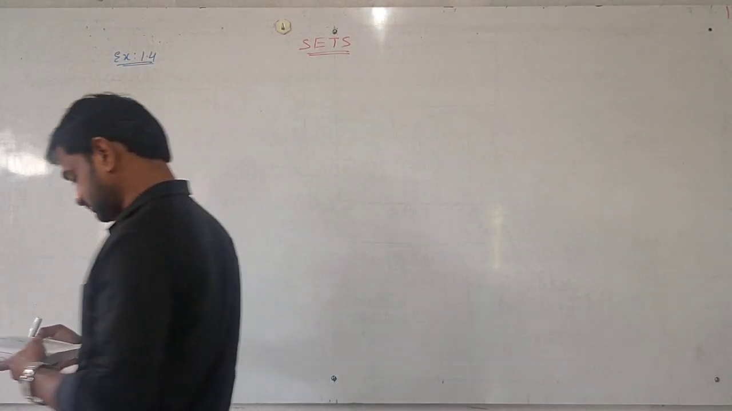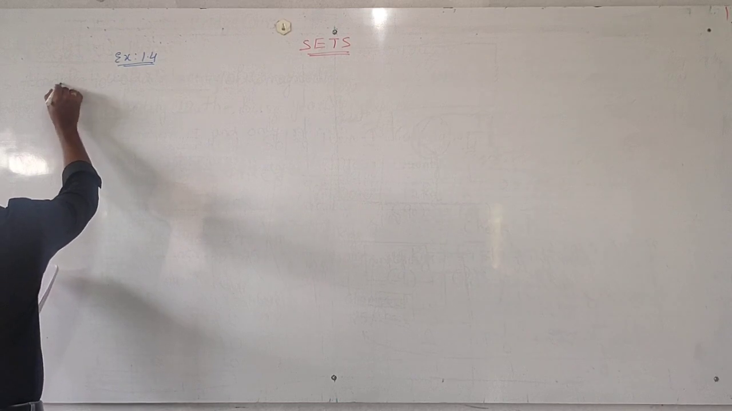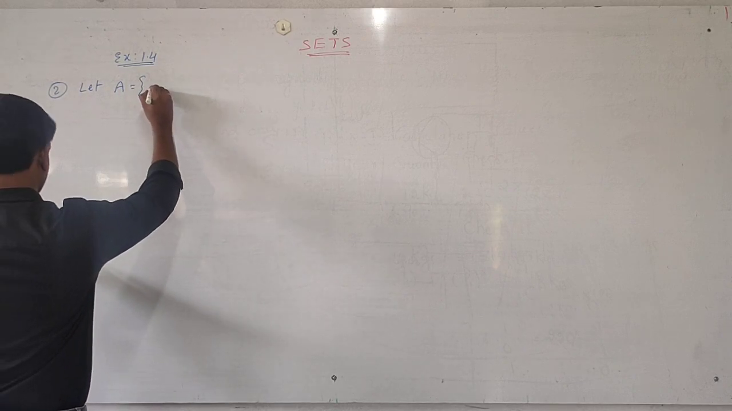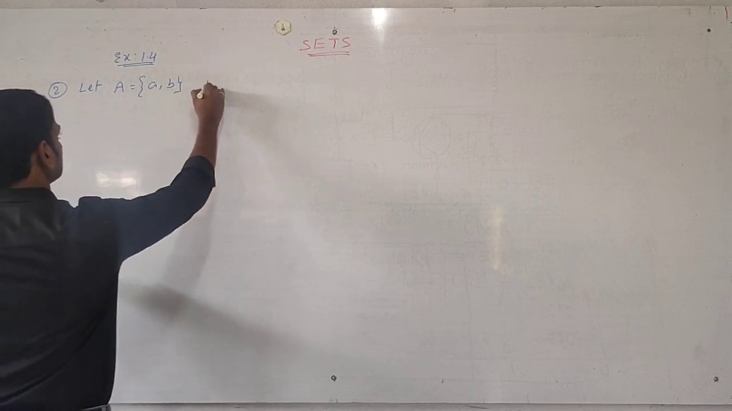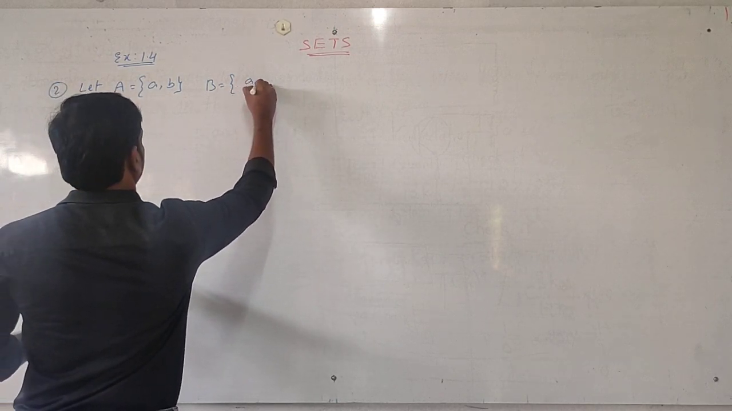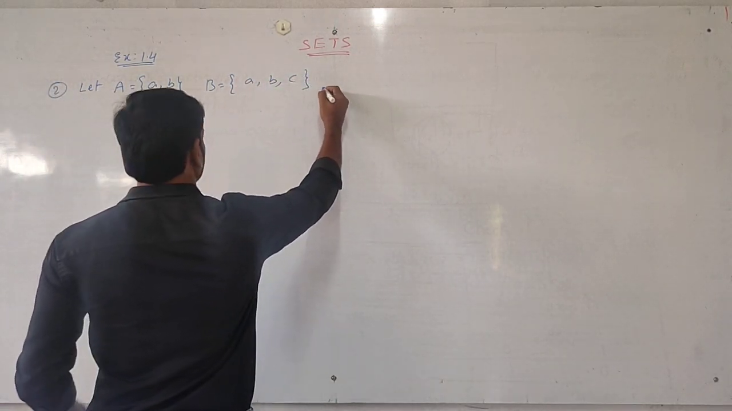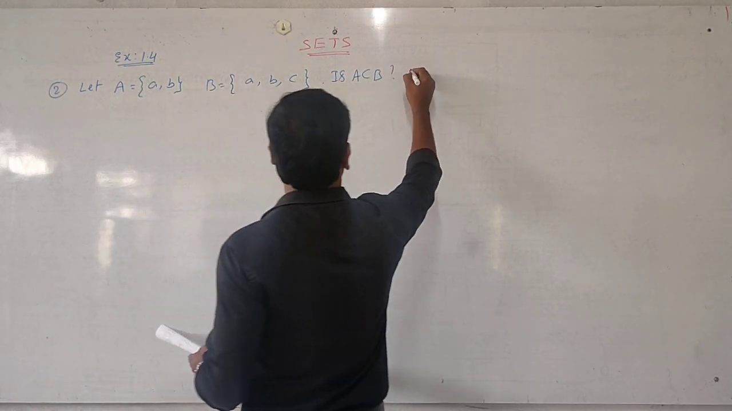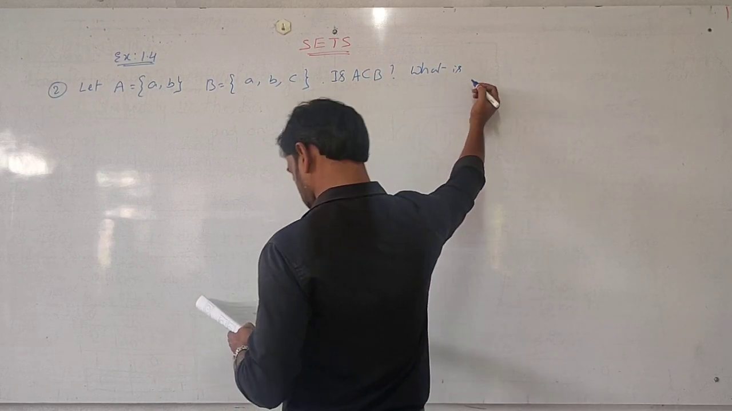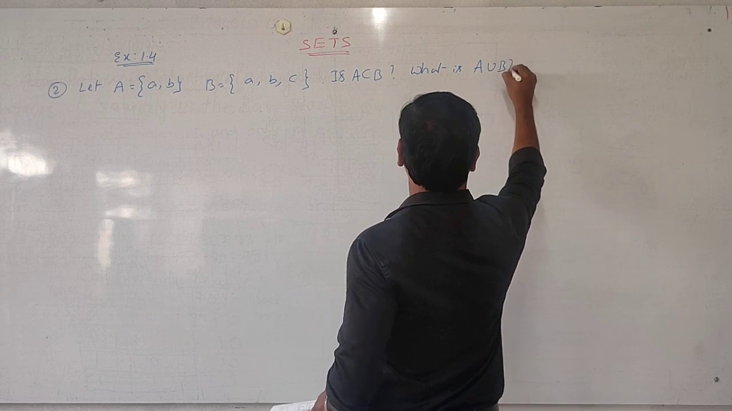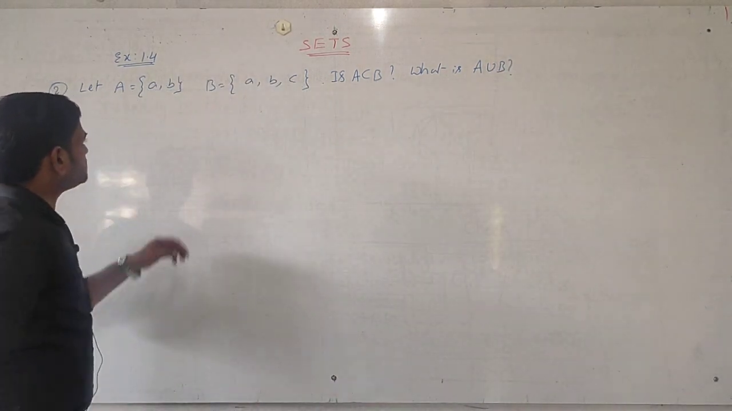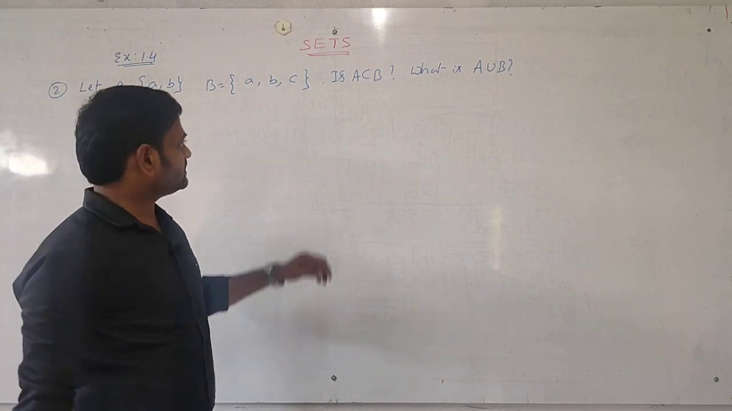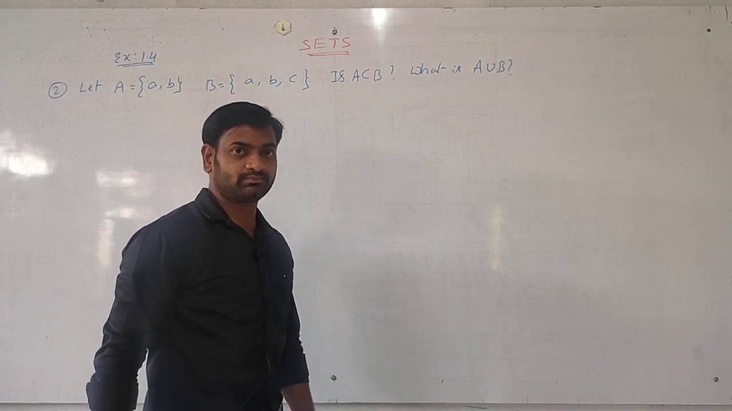Come to the next one. Next, second. Let capital A equal to {a, b}, capital B equal to {a, b, c}. Is A a subset of B or not? What is A union B? See here. What are the sets given? A is {a, b}, B is {a, b, c}. First I have to check whether A is a subset of B or not.